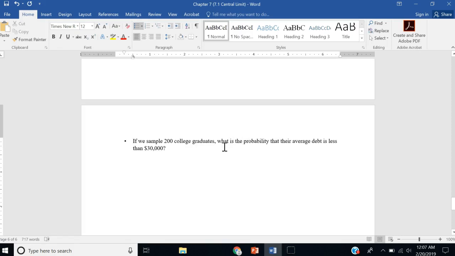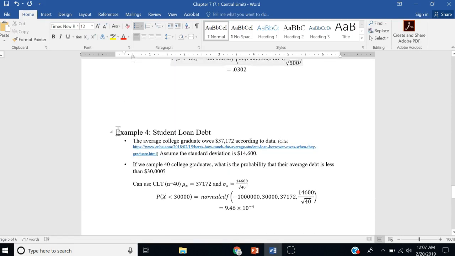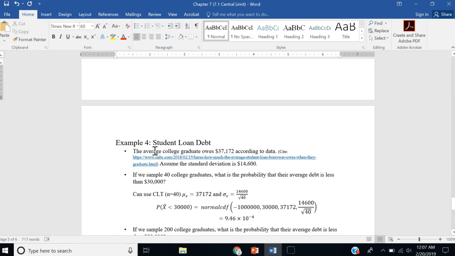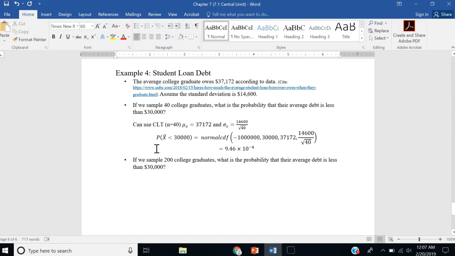What if we took our sample, I apologize for this, and instead of making it a sample of 40 college graduates, what's the probability that we sample 200 college graduates and their average comes out less than 300? Or is it not, sorry, not 300, 30,000.